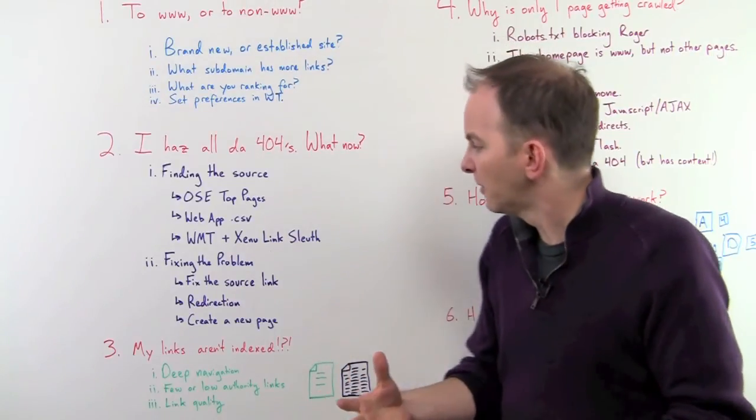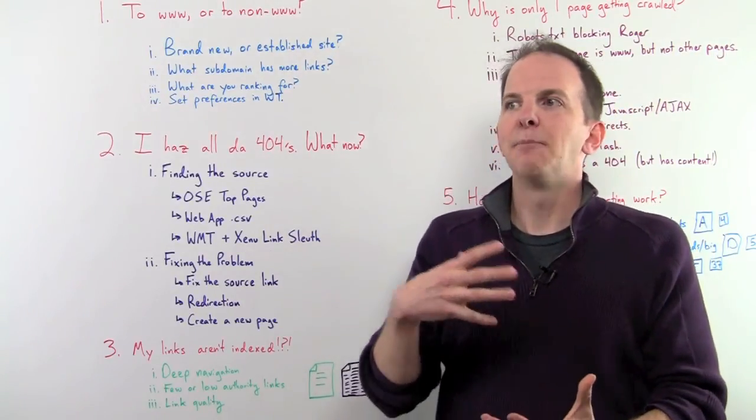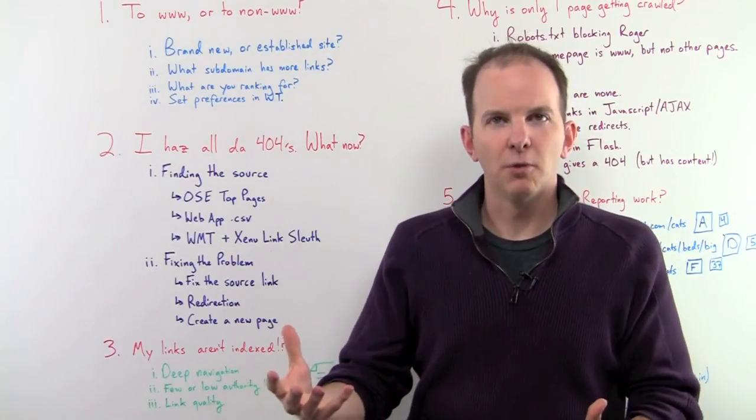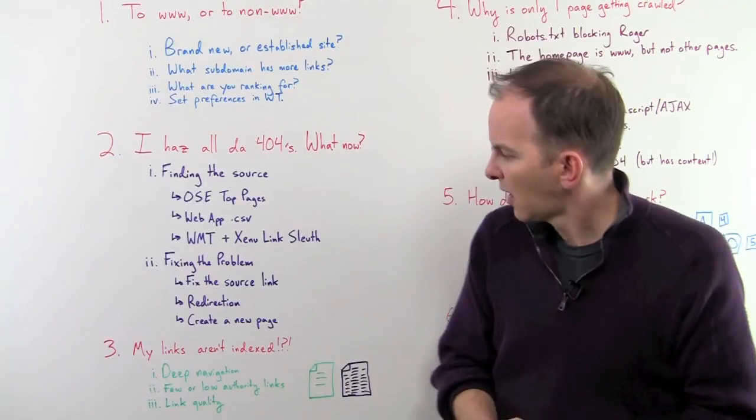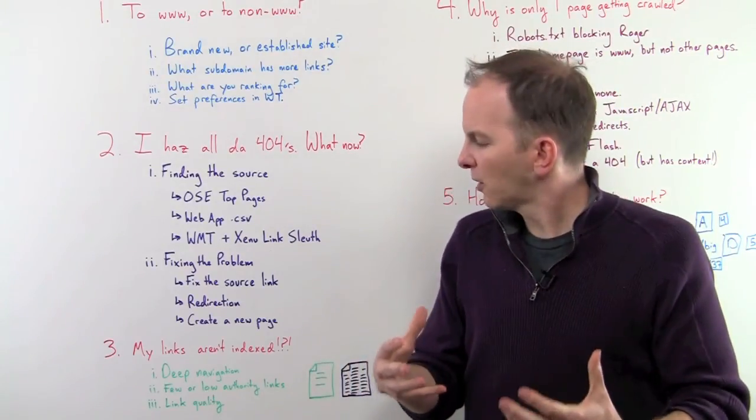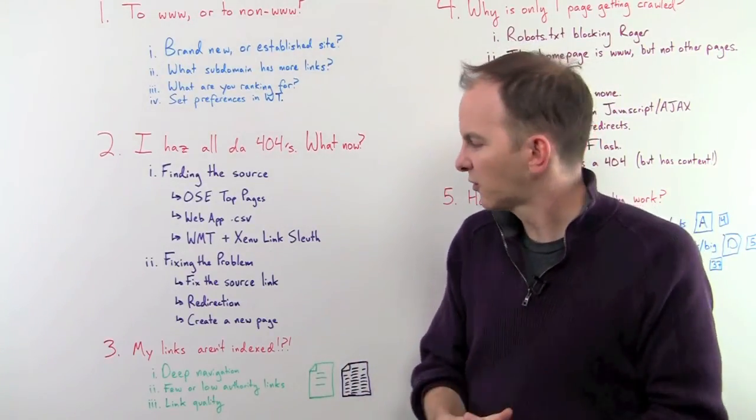A perfect example that we hear all the time is, I built a link, I'm in the Better Business Bureau, but you're not showing my link. Google isn't indexing the link. Well, there are three real primary reasons that this will happen that we address all the time.